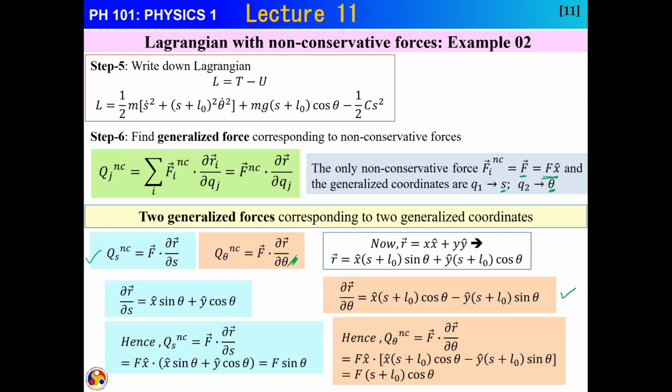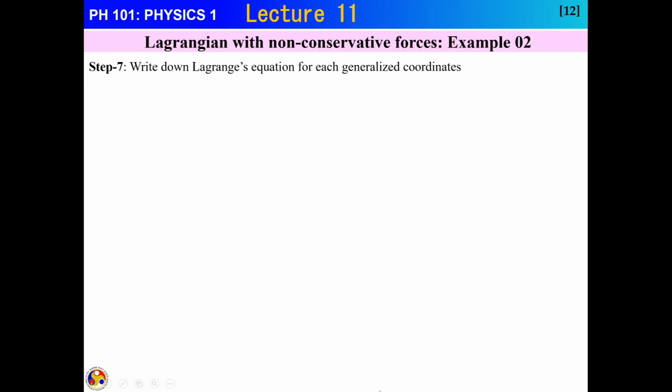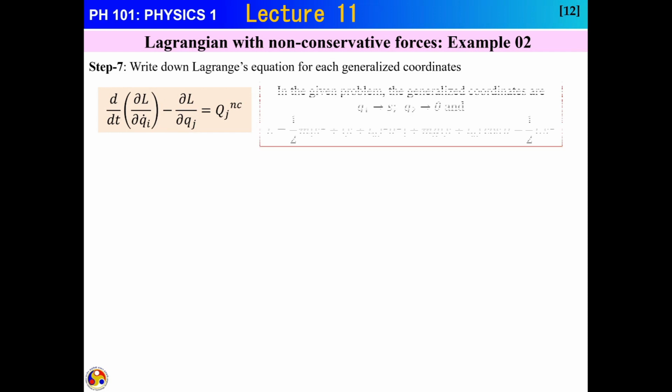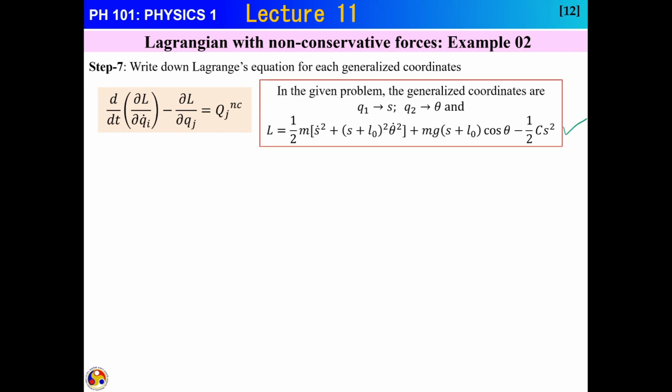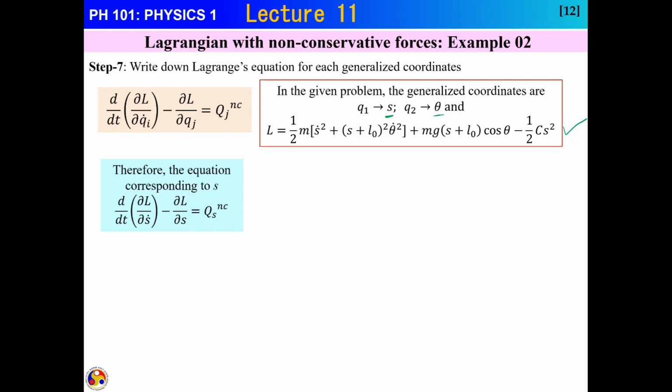Now we have the generalized force corresponding to each generalized coordinate. Now we can put it in the general equation so that we can get the Lagrangian equation for each generalized coordinate. This is a generalized way of writing it. So this is your Lagrangian that we got. Now let's do it for each one, S and theta, separately. If we write this equation for S, the q dot j will be s dot, this is for s. So you have this side.